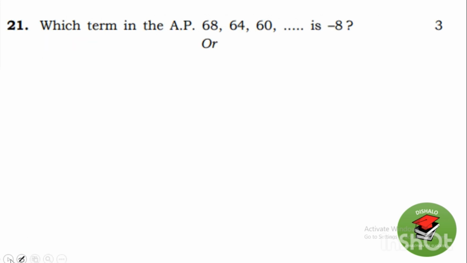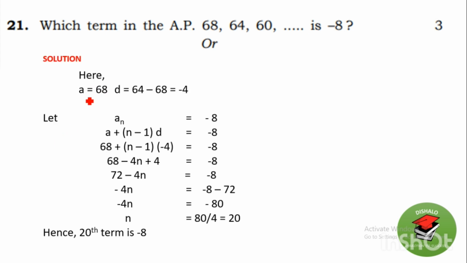So next question: which term of the AP is minus 8? Some terms are given. We have to find which term is minus 8. So let us see the solution. Here A is 68, the first term, and the common difference is A2 minus A1. So 64 minus 68 is minus 4. So you use the formula AN equals minus 8. Why minus 8? Because we have to find which term is minus 8.